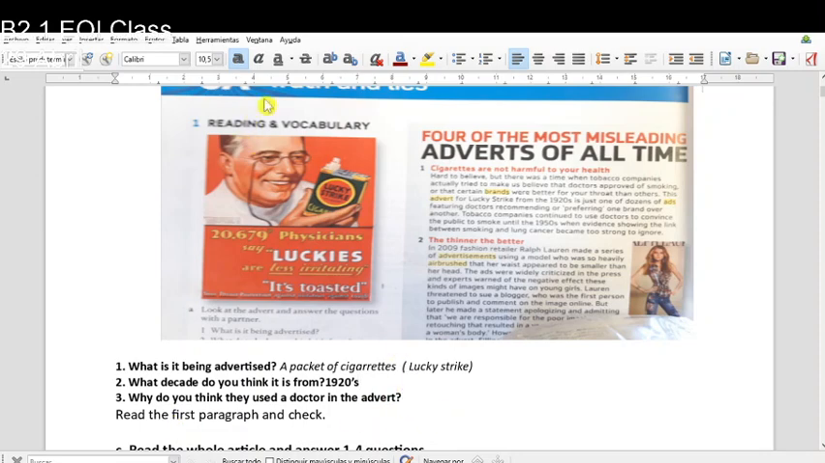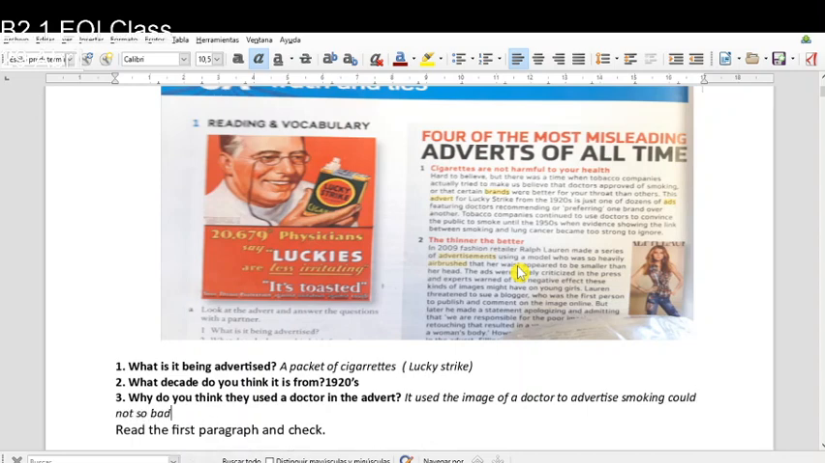And why do you think they used a doctor? Well, the ad used doctors, the image of a doctor to advertise, we could say, that smoking could be not so bad, yeah, and that they approved in a certain way some brands over others. Then, for example, Lucky, less irritating for your throat. Nowadays it couldn't be possible to use the doctor, but we know that some adverts are a little misleading.